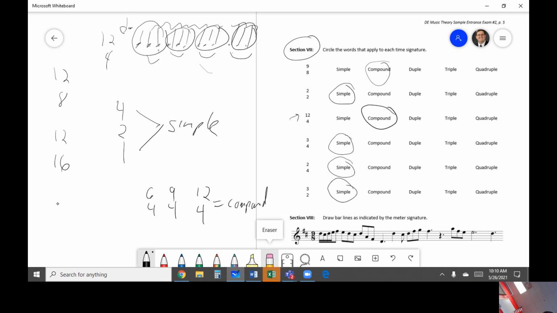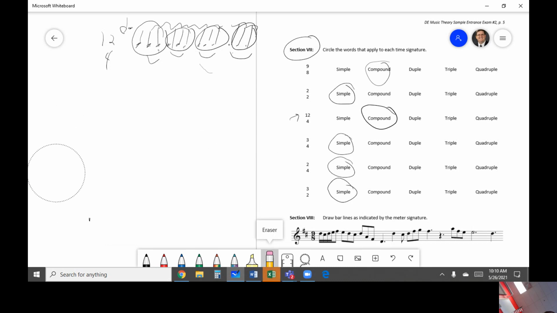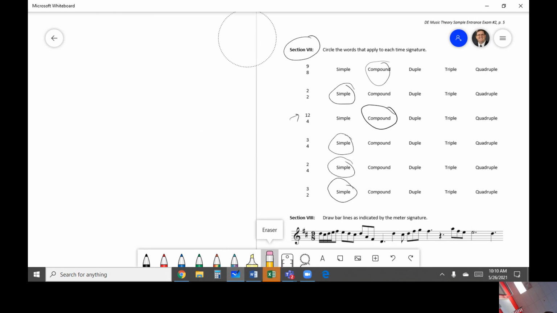All right? Anything with 8 or 16 on the bottom is probably going to be compound, right? If the top number is already divisible by 3. But let's say that you had 4-8. Does that end up being compound?